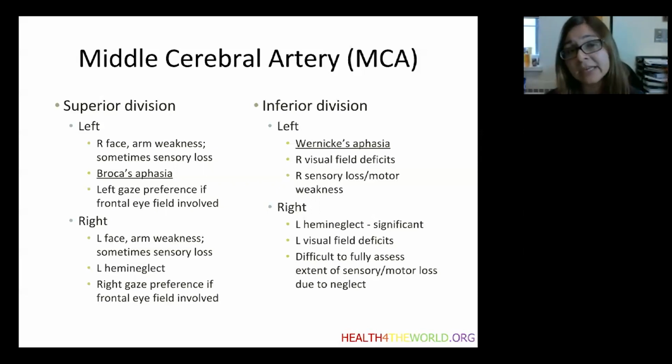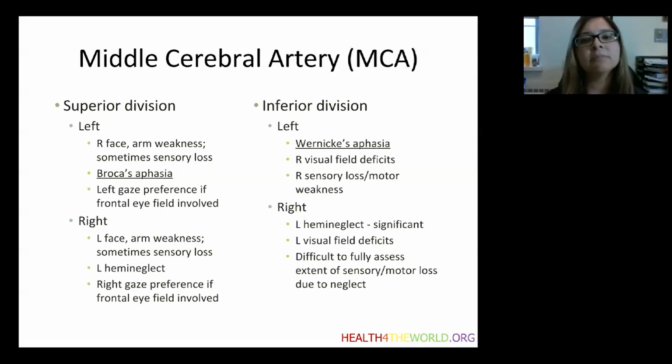When we have a left-sided, or language-dominant side, as it could also be referred to, stroke in the MCA inferior division, we tend to more frequently see Wernicke's type aphasia, which again I'll discuss in more detail shortly. We also will tend to see right visual field deficits, like a visual field cut, as well as sensory loss and motor weakness on the right side. If we have a right inferior division MCA stroke, again comes in that hemi-neglect because it's more common in a right-sided stroke and can be very significant with an inferior division right MCA stroke. We also see left visual field deficits like a field cut.